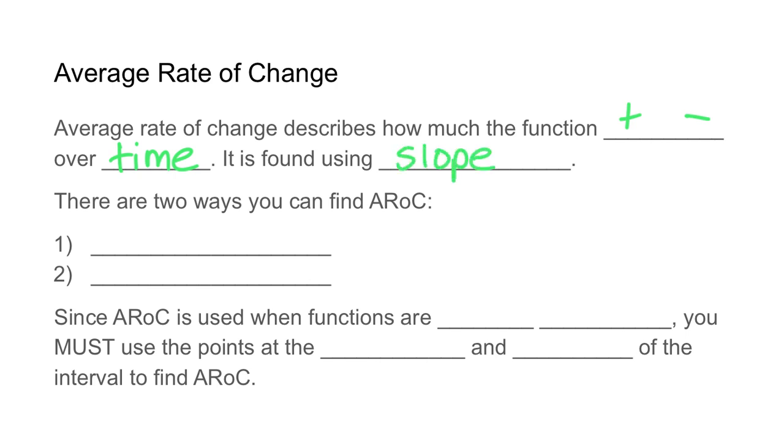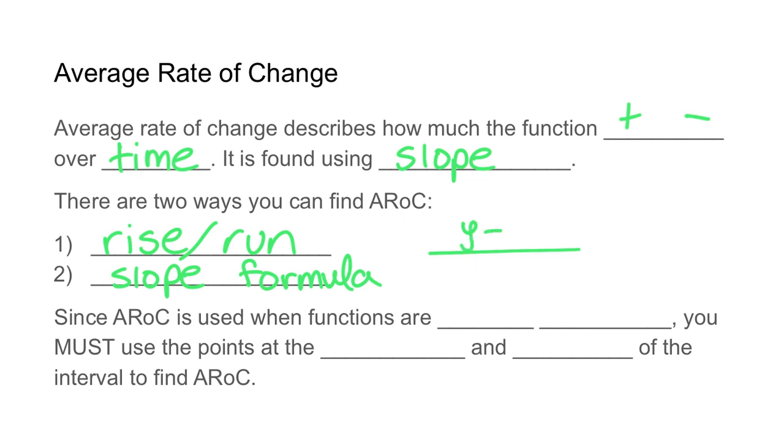So there are 2 ways we could find slope. You can find slope doing rise over run. So if you're given a graph, that's your option. Or you can find slope using the slope formula, which is what we're going to use most of the time with this. So slope formula, remember, is y minus y over x minus x.